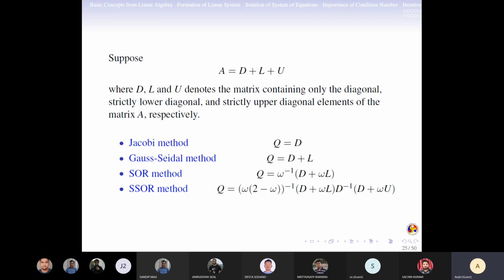In the Gauss-Seidel method, we keep the diagonal elements as well as the lower diagonal elements in the left hand side. This is the Gauss-Seidel method. These are very well known, so I am not going into the mechanism. And in the SOR and SSOR methods, Q is given by this. But we will discuss the SOR method because it is interesting at some point.